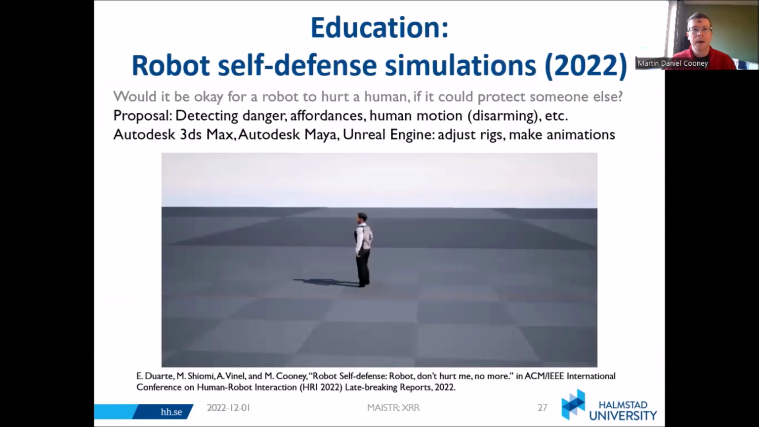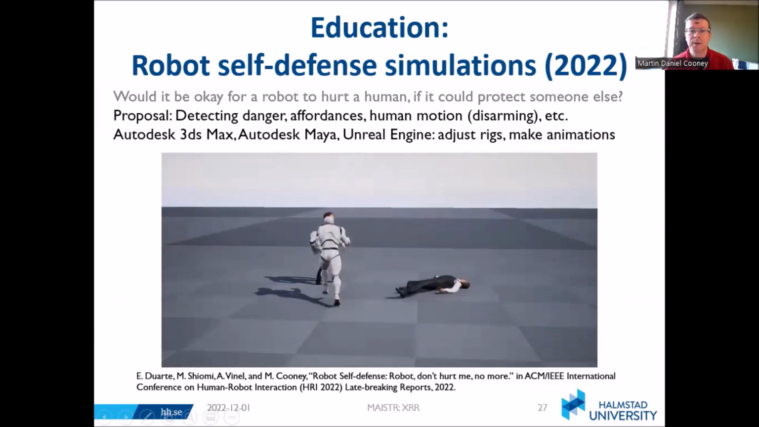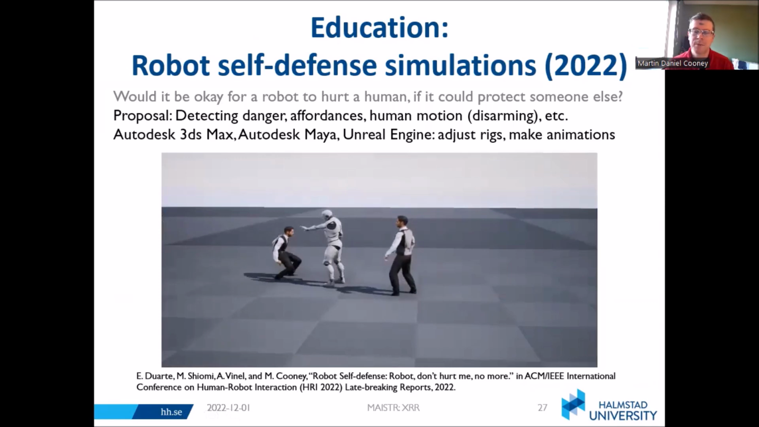Another thing I'm working on is this idea that if we have robots in society, what should their role be? Should robots help us if there's some crime happening, if there's some violence, should they actually try to help us? And this involved creating some simulations with various simulation software like Unreal Engine.